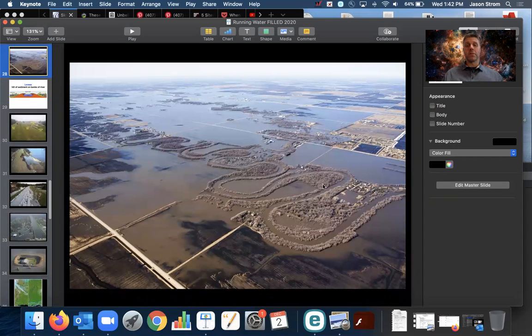This is also a really good example. If you look at the river channel, all these meanders, all these curves. It's a good example of meanders in a river.